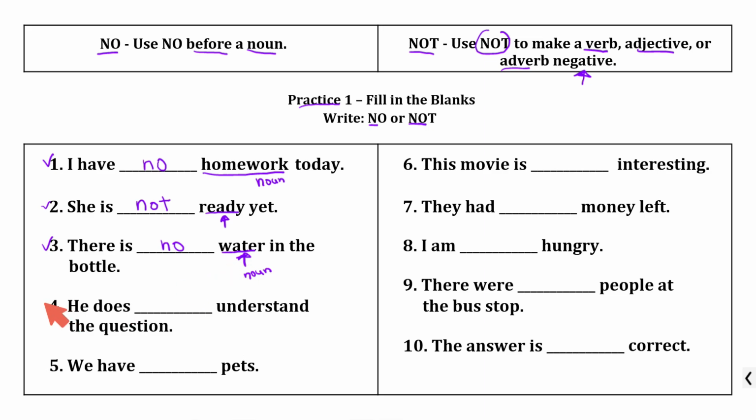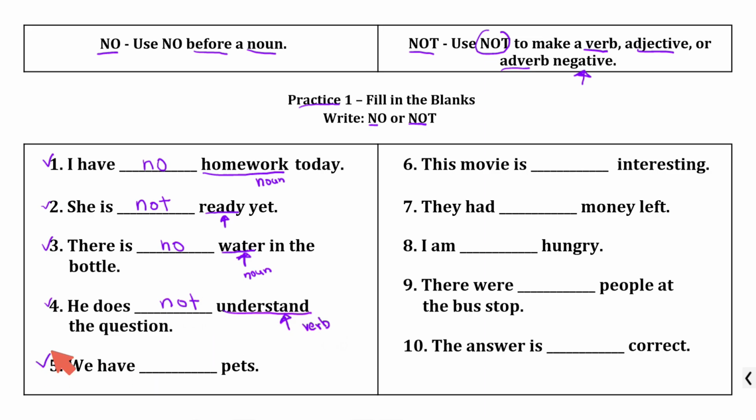Number four, he does blank space understand the question. This word here is a verb. Understand is a verb. And since we're practicing using no or not, therefore this one should be not. He does not understand the question.